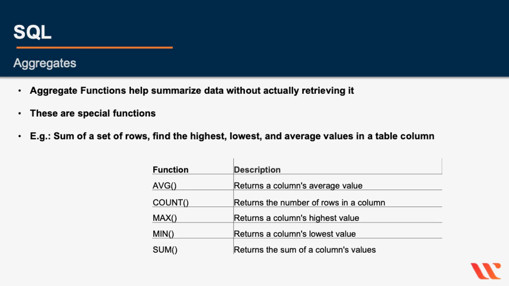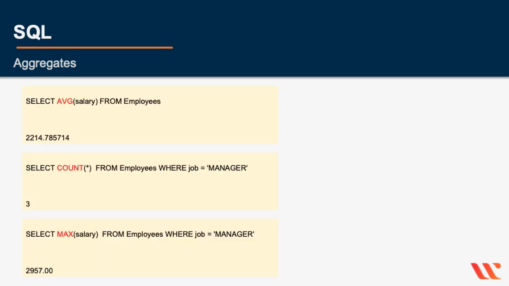The aggregate functions are used to help summarize data without actually retrieving it. These are special functions. So far we were just retrieving different rows. In this case we're compressing or summarizing multiple columns. We can get the average, which returns a column's average value, count, which gets the number of rows, max, the maximum value, minimum value, and the sum.